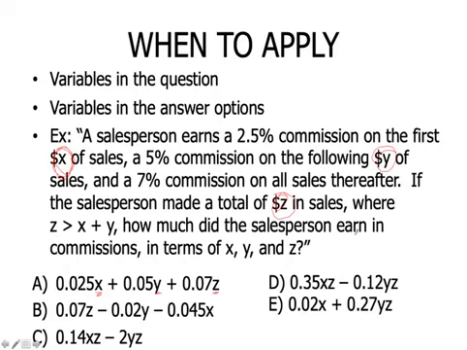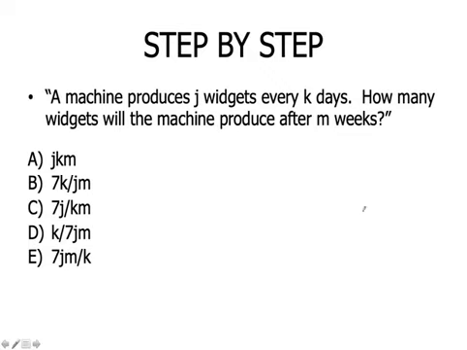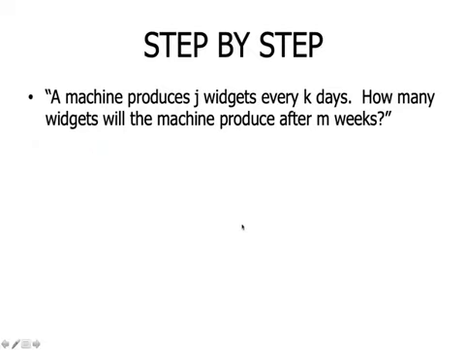So before we do a problem like this, let's start out with an easier version of it. A machine produces j widgets every k days. How many widgets will the machine produce after m weeks? And then again, I have my answer options, which have variables in them. And we're going to walk through this step by step.